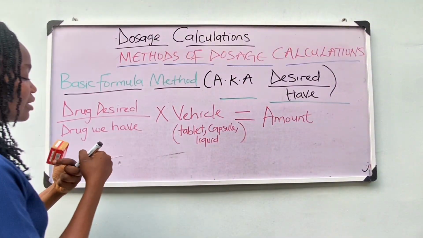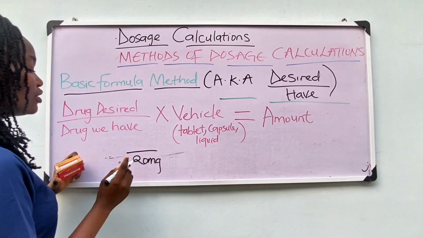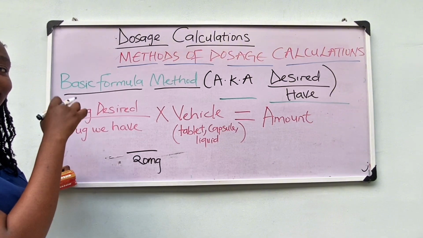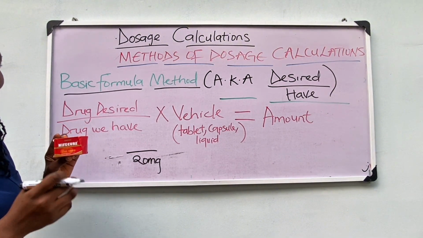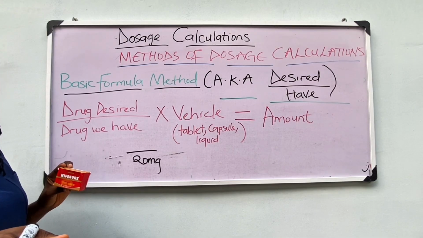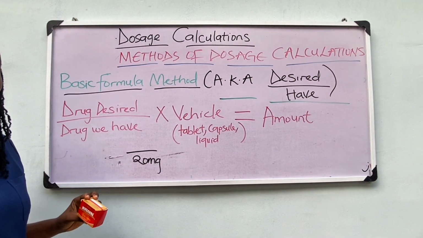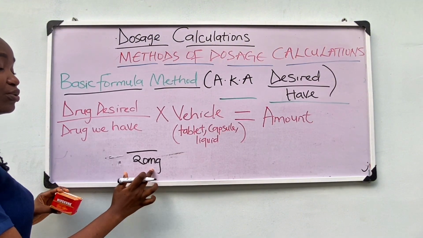I just want to give you an example, okay? So it means that we have 20 milligram. 20 milligram is the drug we have. So what about the drug we desire? The drug we desire is what was prescribed for these patients. Now, if one tablet of nifedipine contains 20 milligram, what exactly was prescribed? Most of the time, what is prescribed could be in the same metric unit or it could not be.